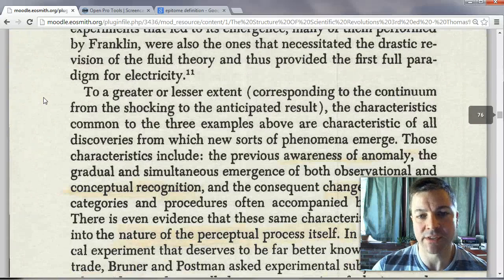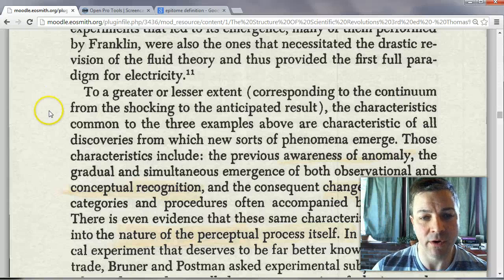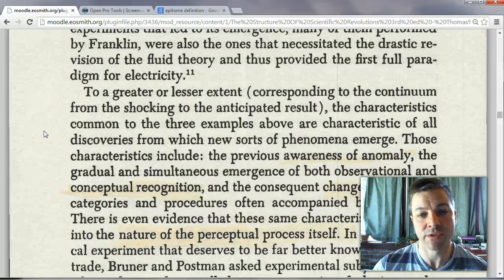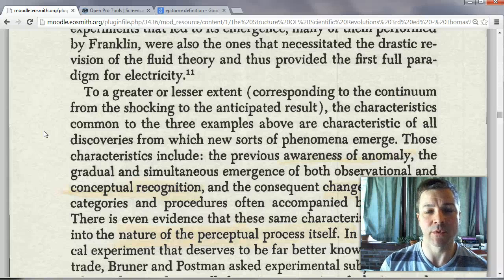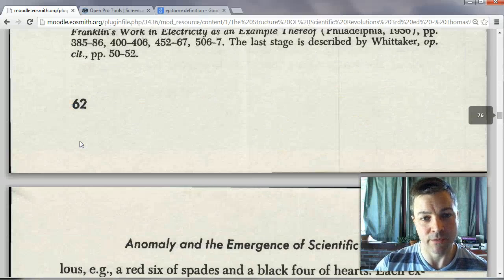To a greater or lesser extent, corresponding to the continuum from the shocking to the anticipated result, the characteristics common to all three examples above are characteristics of all discoveries from which new sorts of phenomena emerge. Okay, so he's summing it up. These examples, the stuff we've drawn from this, applies to everything in science, according to Kuhn.